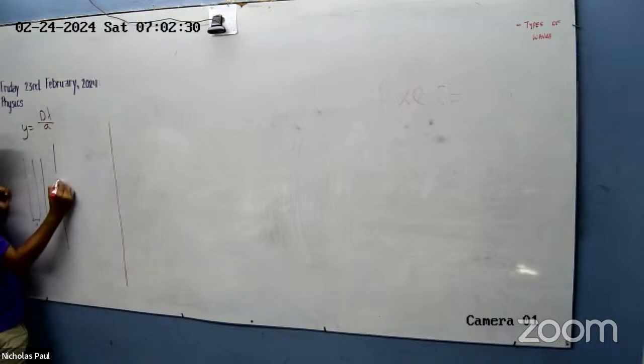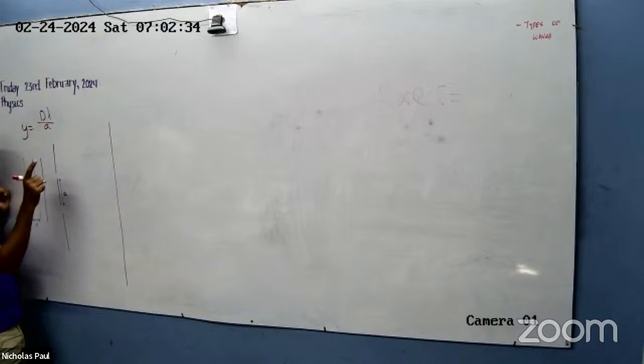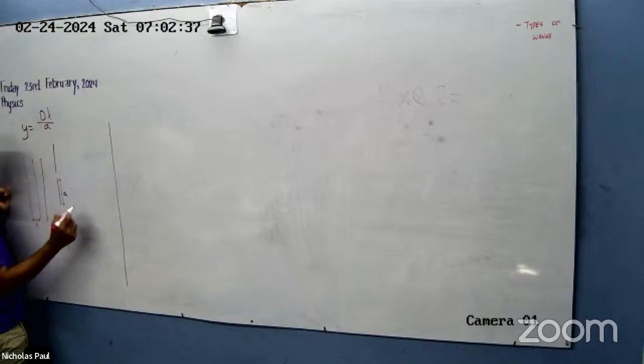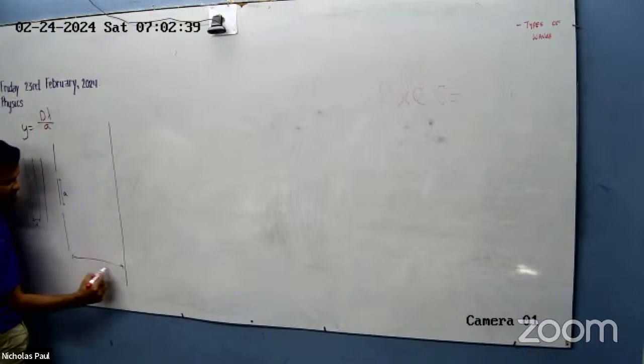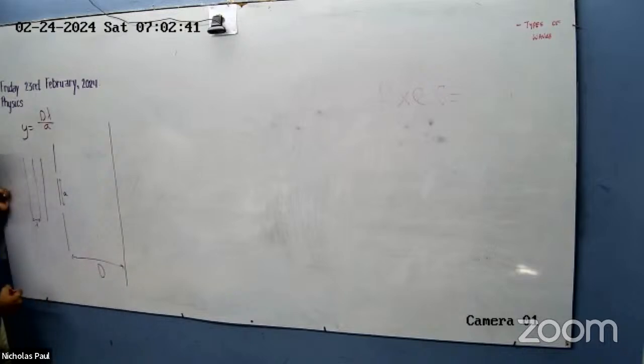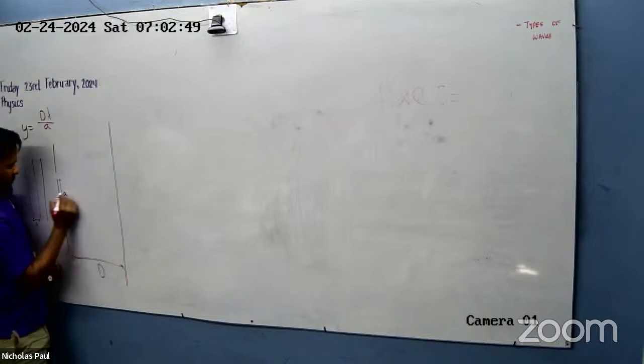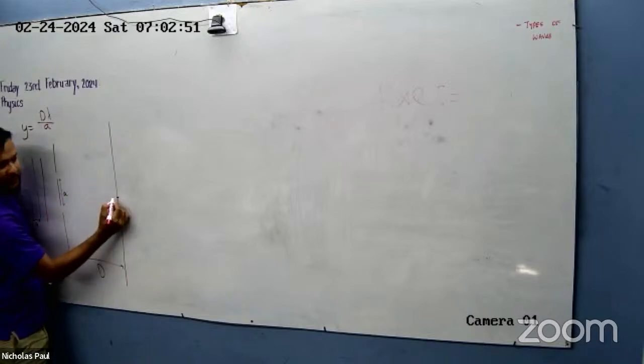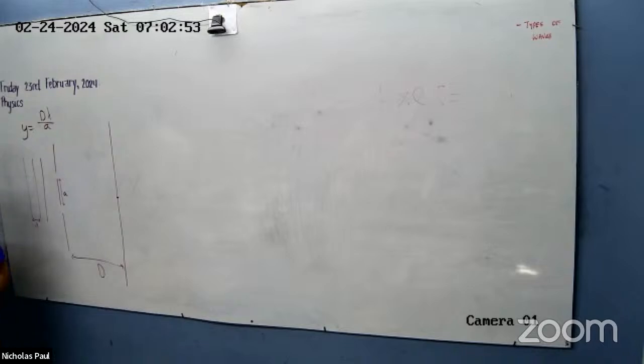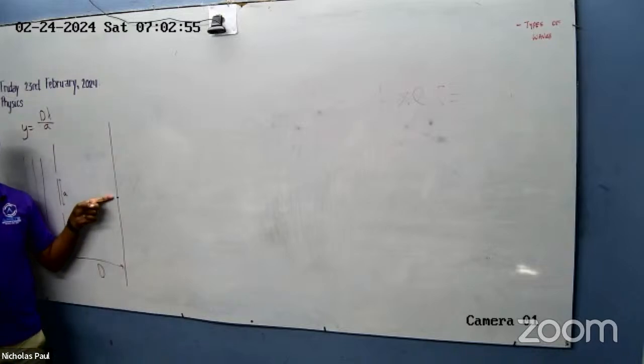Remember from here to here is A. I'll draw it a little bigger there. Remember from here to here is D. And you have the wavelength, you have D, you have A. Good. And if you look at the fringe pattern, you'll always recognize that the middle fringe here is the brightest. That is the central bright fringe.